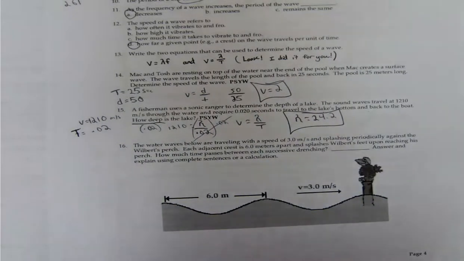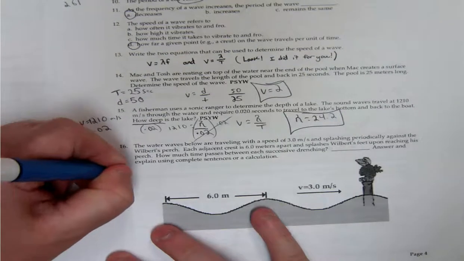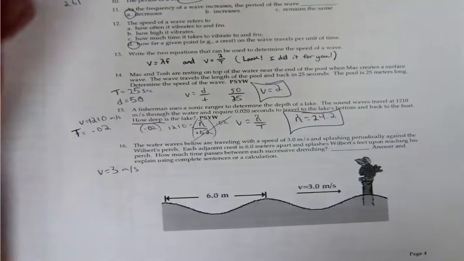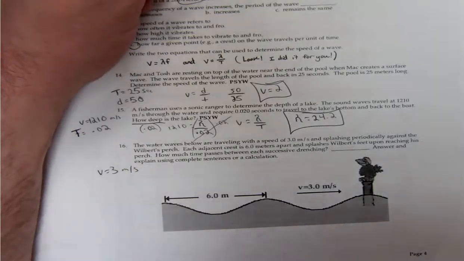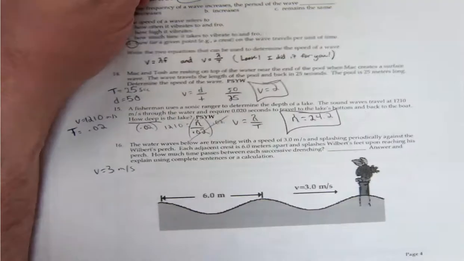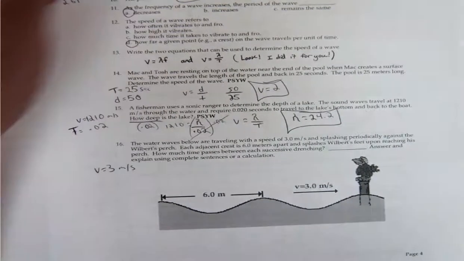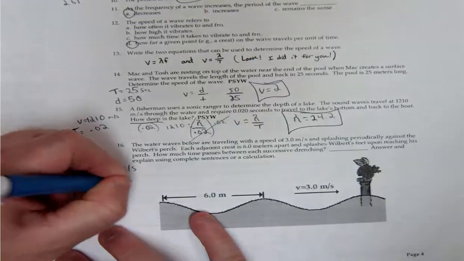All right, 16. So we're getting to the point where we're doing a lot of repetition, so that's good. The water waves below are traveling at a speed of 3 meters per second. Cool. So we have a velocity, 3 meters per second. And splashing periodically at Wilbur's porch. Each adjacent crest is 6 meters apart and splashes Wilbur's feet upon reaching his perch. Okay, so our wavelength is 6 meters.